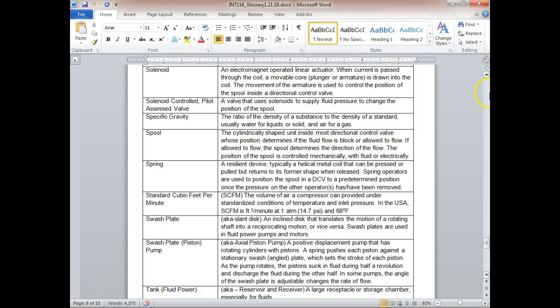And actual cubic feet per minute, the only way you're going to know actual cubic feet per minute is to what? How do you know actual cubic feet per minute? Good measure. Good idea.